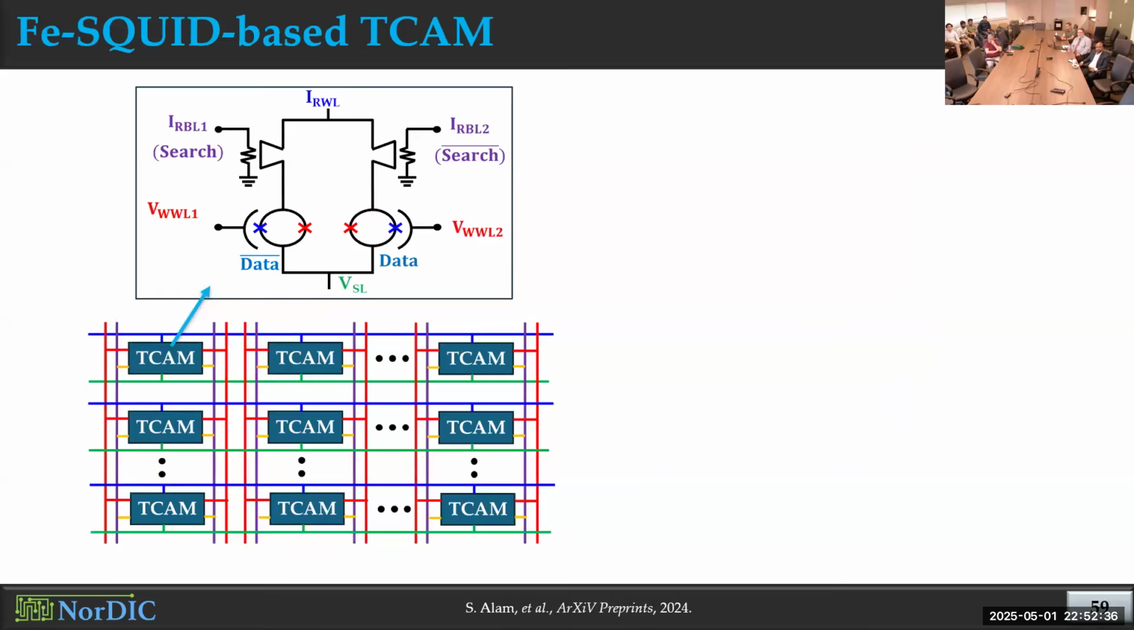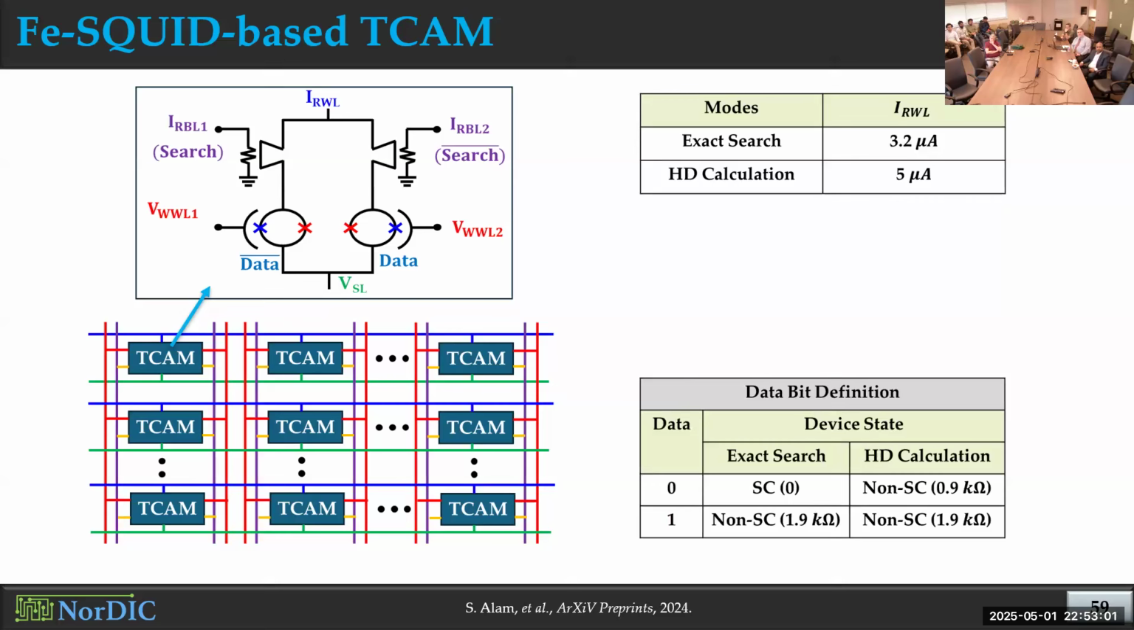This is the schematic of the FSQuid-based TCAM cell, where we actually use two memory cells connected in parallel to design a 1-bit TCAM cell, because here we store both the data and the data bar, and we also need to apply both search and search bar to get this 1-bit TCAM operation. The bottom figure shows how we can connect these TCAM cells in parallel with each other in a row in an array scenario.